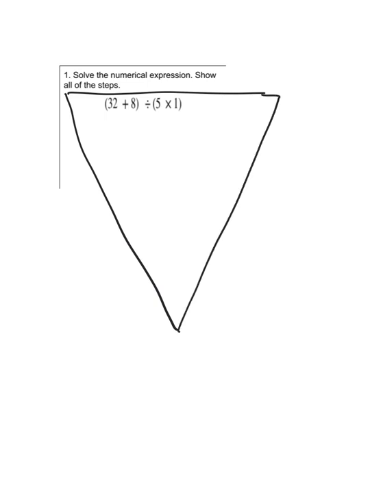Question 1. Solve the numerical expression. Show all of the steps. Remember, we've been practicing using PEMDAS pizza to help us simplify expressions. So we start with parentheses, then we move on to exponents. This problem doesn't have any exponents. Next we multiply. This problem doesn't have any multiplication. Next we divide. Next we solve addition and subtraction.